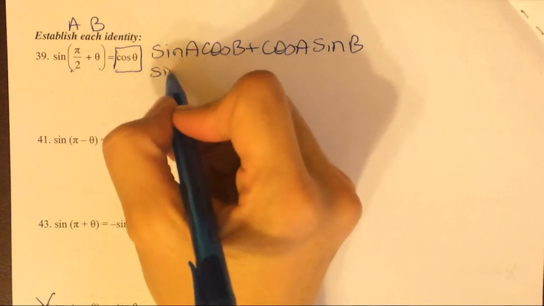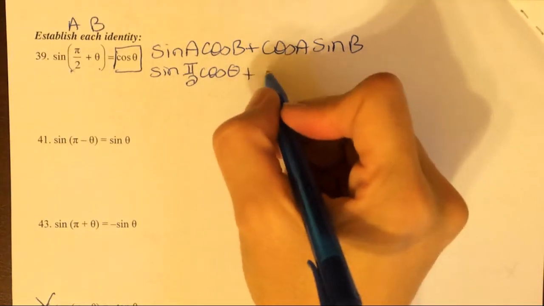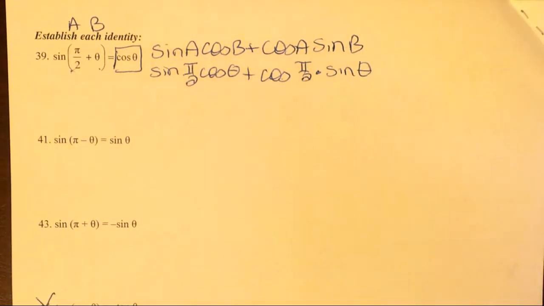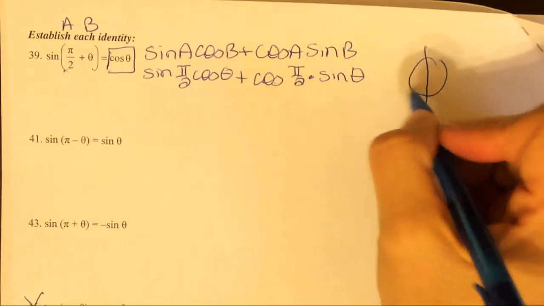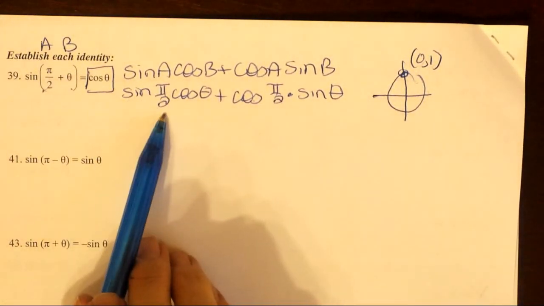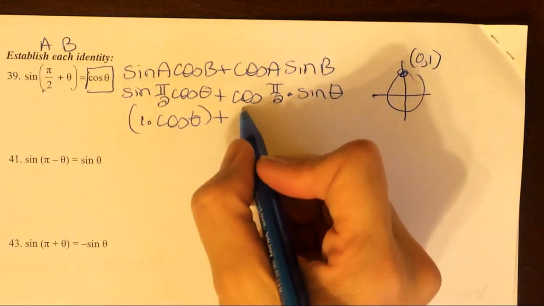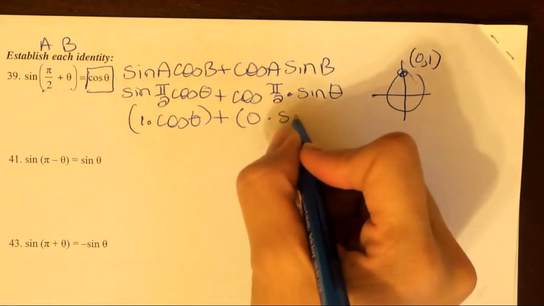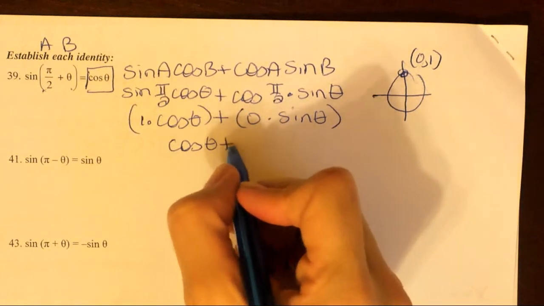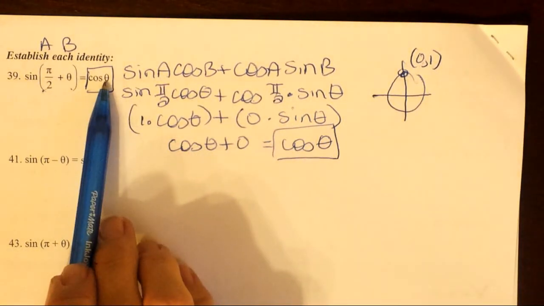So I'm going to plug in. So it says sine of pi over 2 times cosine, and my B is actually theta, so I just write down theta, plus cosine of pi over 2 times sine of theta. Now on my circle, pi over 2 is up here at the top, and that ordered pair is 0, 1. So where it says sine of pi over 2, that's 1. So I have 1 times cosine of theta plus cosine of pi over 2 is 0. So I have 0 times sine of theta. 1 times cosine theta is cosine theta. 0 times sine is 0. Cosine theta plus 0 equals cosine theta, just like they wanted.